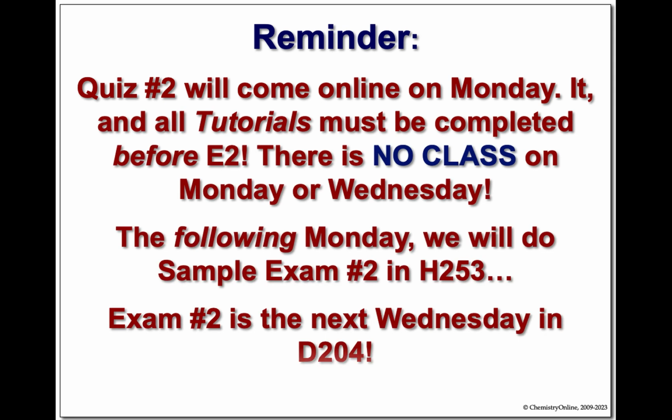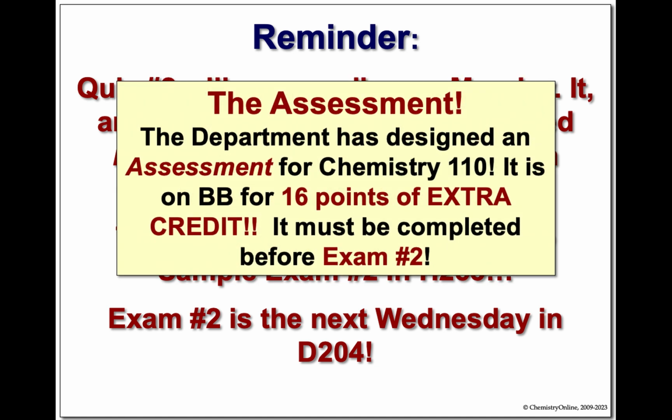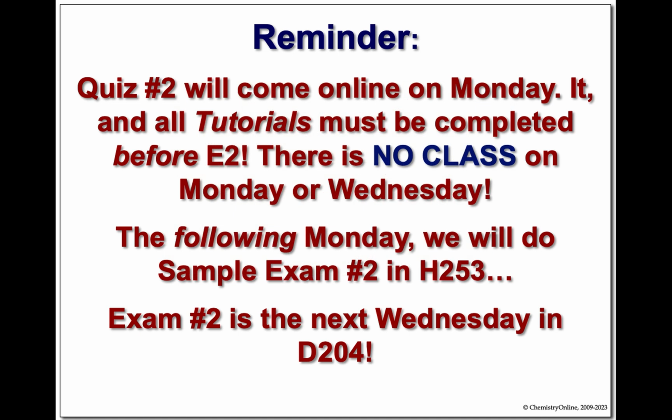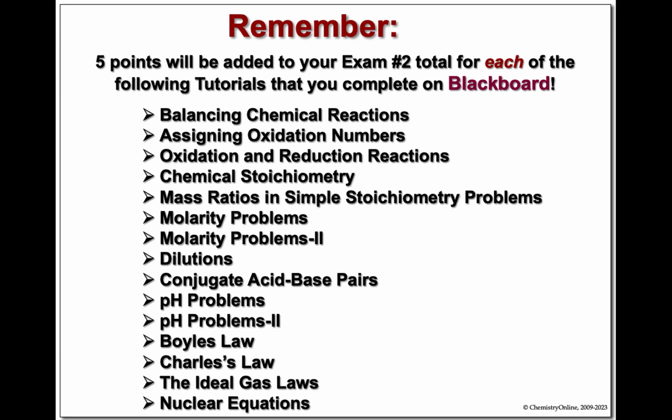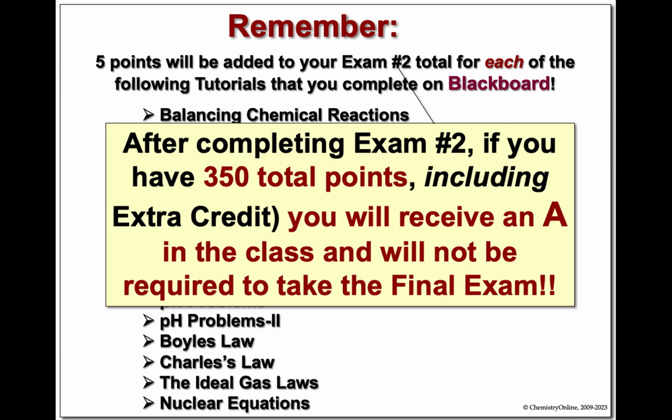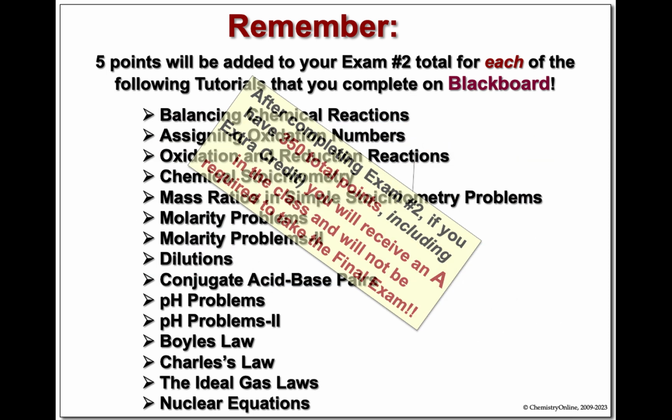All right, let's just look. Quiz 2 on Monday. No class Monday or Wednesday. The following Monday, sample E2. Exam 2 is in this room the Wednesday after that. Don't forget the assessment, 16 points of extra credit. Here's our list of tutorials. Here's the deal. You're shooting for 350 on your total. Any questions?